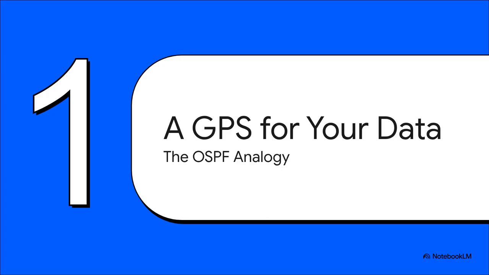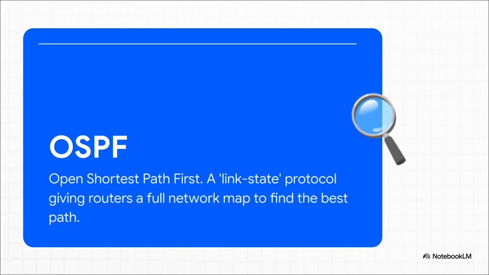So what does it actually mean when we say we're giving our data a GPS? Let's unpack how this powerful analogy really works under the hood. So here's the official name, Open Shortest Path First, or OSPF. Now the key term you gotta remember here is link state. I know it sounds technical, but it really just means map. Instead of only knowing about its immediate neighbors, a link state protocol like OSPF works by building a complete topological map of the entire network.